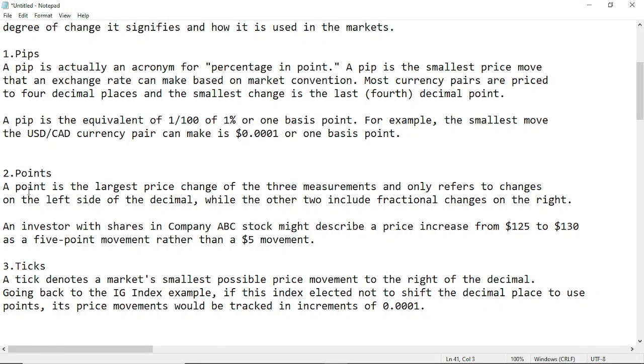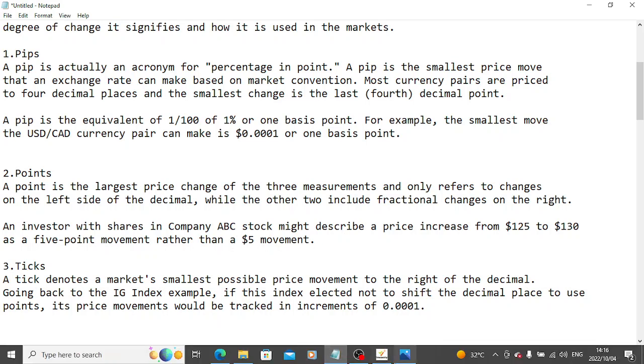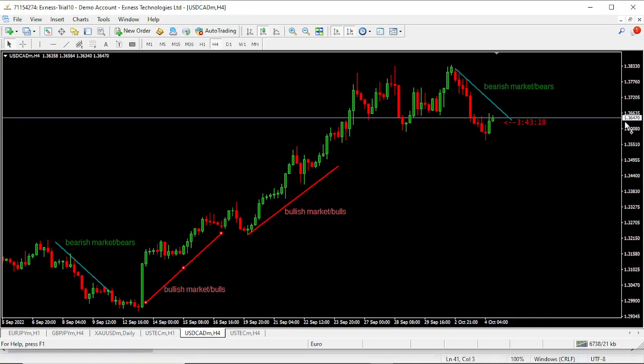Then let's have a look at what a point is. A point is the largest price change of the three measurements and only refers to changes on the left side of the decimal, while the other two include fractional changes on the right. An investor with shares in company ABC stock might describe a price increase from $125 to $130 as a 5-point movement rather than a $5 movement. So a point, this is what a point is.